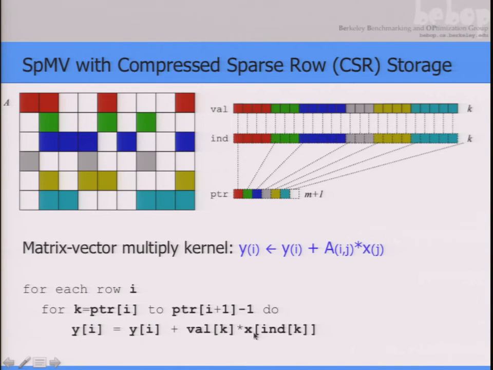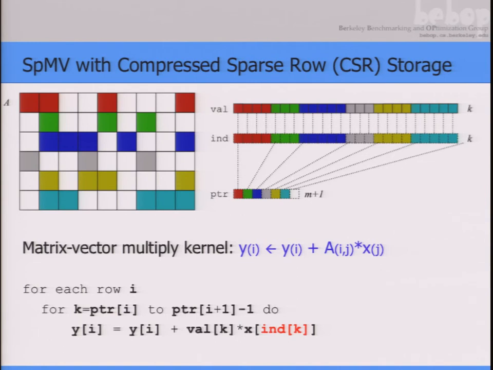But how do I find the corresponding entry of x? I need to do indirection. I need to go find out what is the subscript of that entry, go to some other faraway place in memory to get that entry of x, bring it in, and then do the dot product. And so that means that I have at most 2 flops per non-zero entry of the matrix, so that it's going to limit my computational intensity. But in addition, I have this indirect addressing, which is a pain. So I'd like to eliminate that as much as possible.